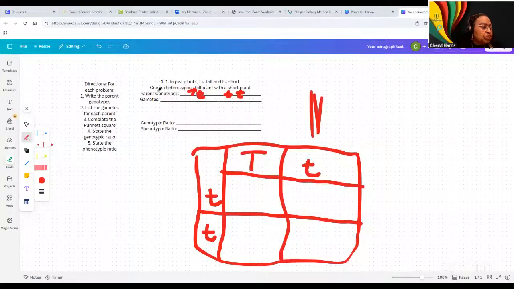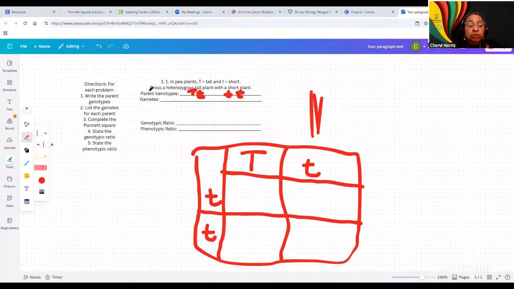Genotype means what genes they have. In this particular question, they're talking about pea plants, and we're talking about being tall or short. They use a capital T for tall, and they tell you that tall is dominant over short. You'll use lowercase t for short. You usually use the letter of the dominant trait, so since tall is dominant, we're using T's. Don't use S's. I don't want to see any S's on here. We're using capital T for tall and lowercase t for short.